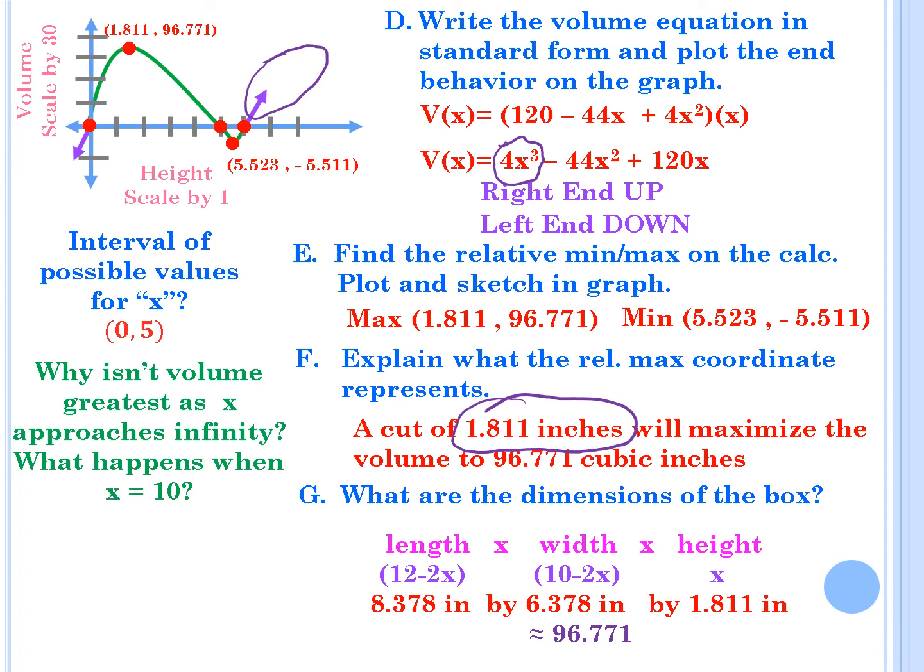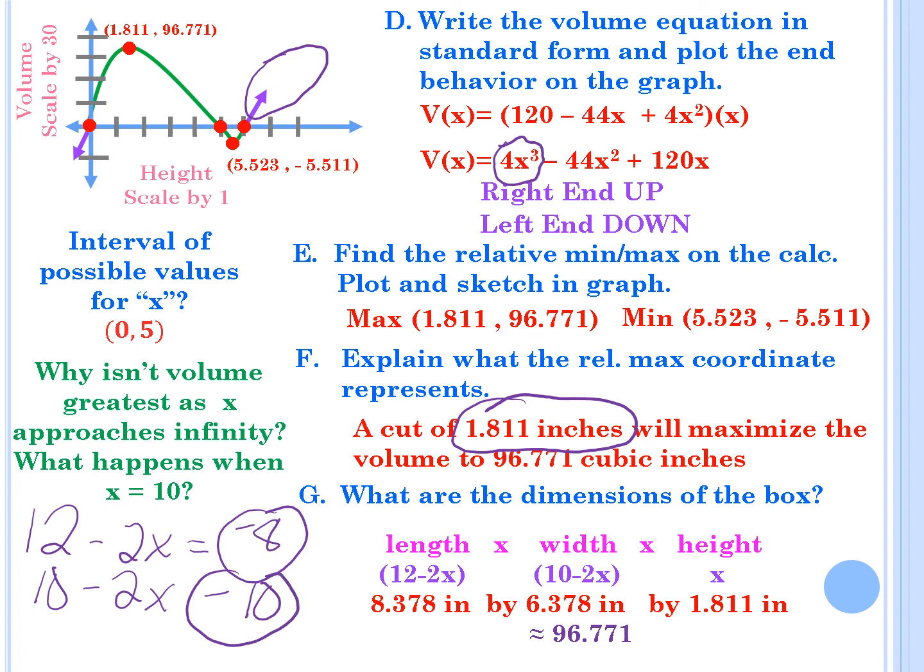So let's say, for example, we pick any value that's bigger than 6. I've picked 10. So if I do 12 minus 2x and then 10 minus 2x, if I let x be 10, 12 minus 20 is negative 8, and then 10 minus 20 is negative 10. So even though it looks like the volume is going to continue to be positive, what's going to happen is it's going to cause your side lengths to go negative.